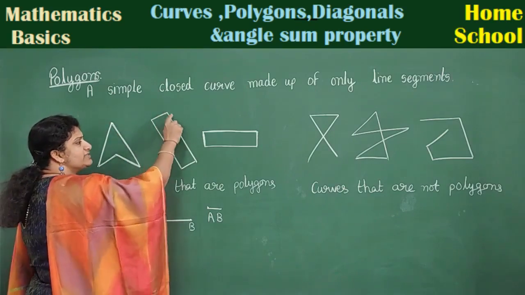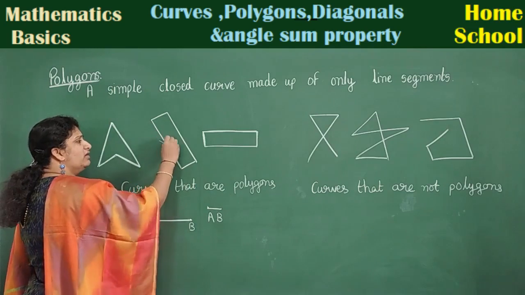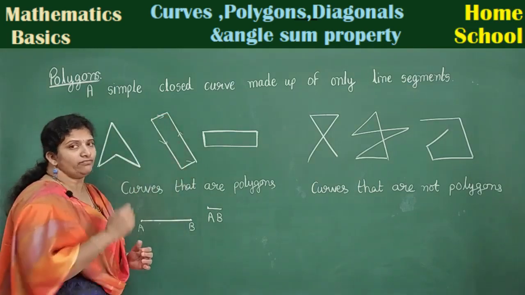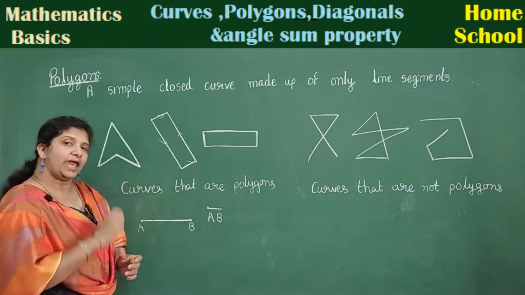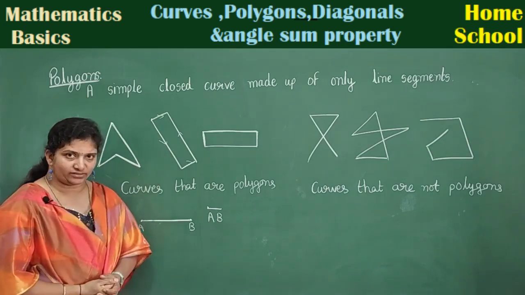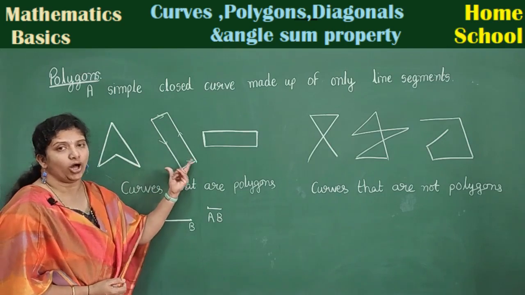Either it can move this side and meet here, or it can start from here and again meet here. Any point, if you consider, it can go in two directions. Any direction if it travels, again it meets at the same point. Okay, this is also a simple polygon.